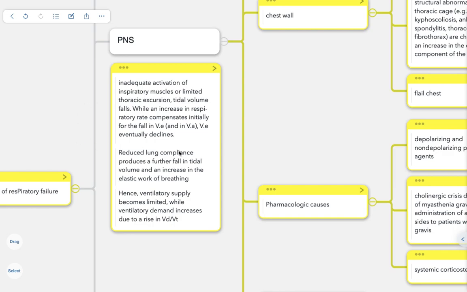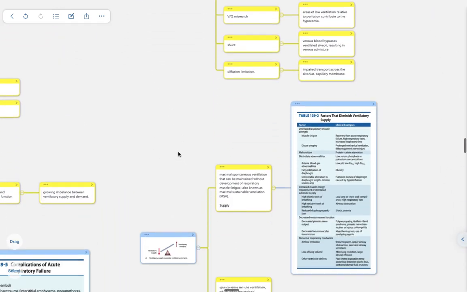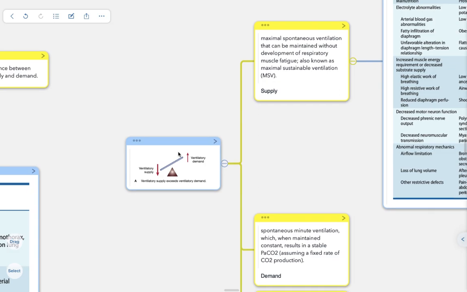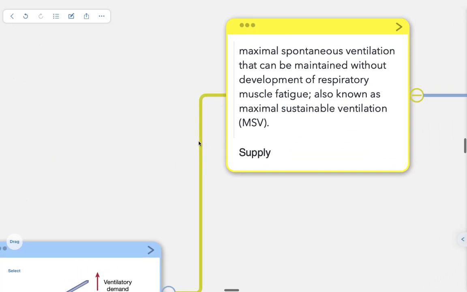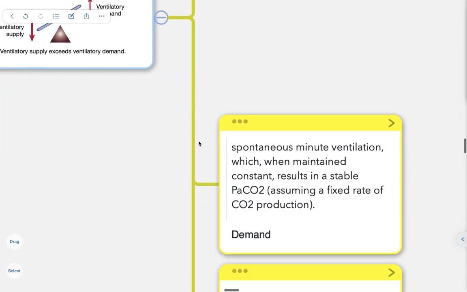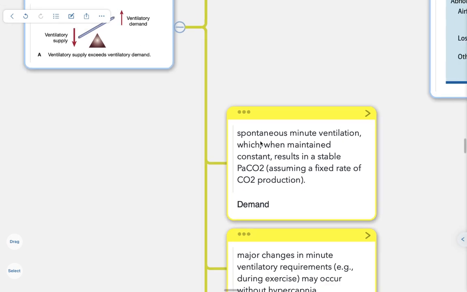Now, before we jump onto this, I just want to acquaint you with what is a ventilatory supply and what is a ventilatory demand. Ventilatory supply is nothing but the maximal spontaneous ventilation that can be maintained without development of respiratory muscle fatigue. This is also known as maximal sustainable ventilation. Ventilatory demand is simply a spontaneous minute ventilation which, when maintained, leads to a stable PaCO2. That is, there is a fixed CO2 production at this rate.